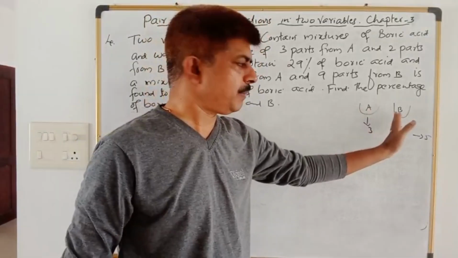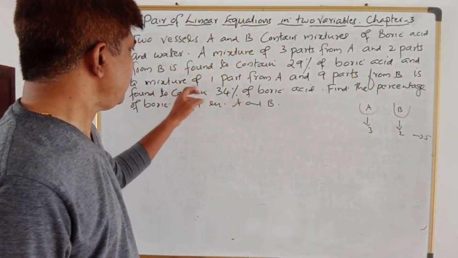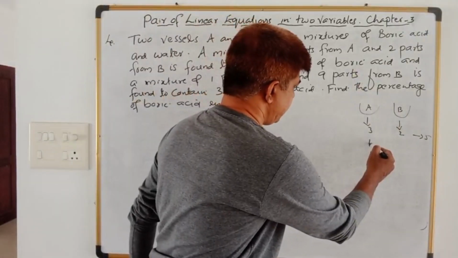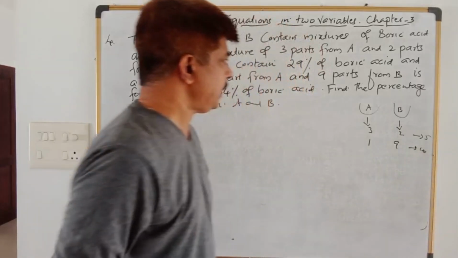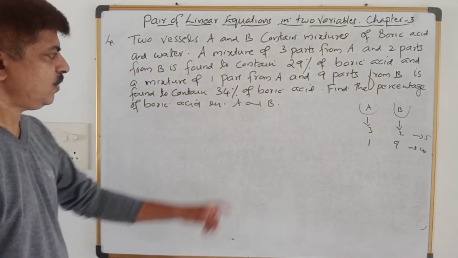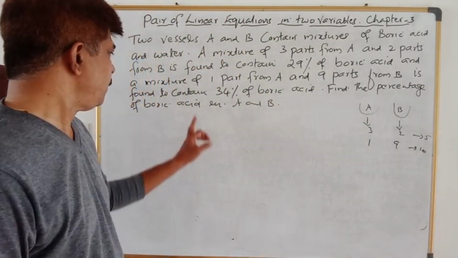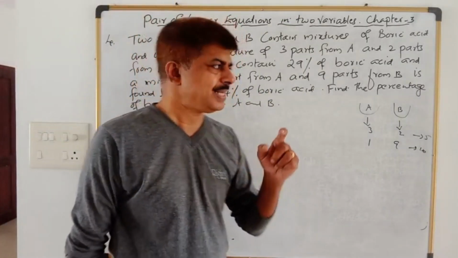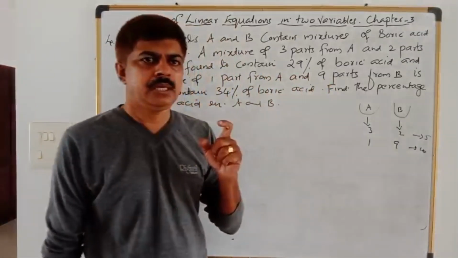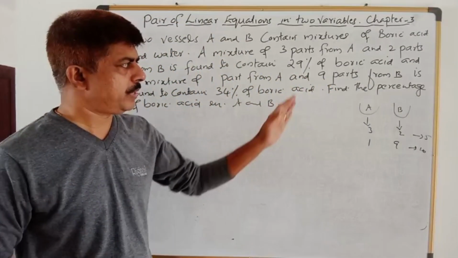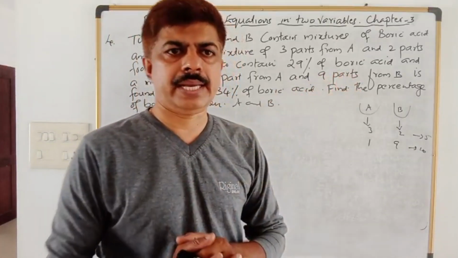When we take the mixture together, we get 29% of boric acid. And when you take 1 part from A and 9 parts from B, that is a total of 10 parts. When we take the mixture like that, we are getting 34% of boric acid. Find the percentage of boric acid in A and B. So students, we should understand the given situation and how to solve it by using linear equations in two variables. Here we know that there are two unknowns, x and y.